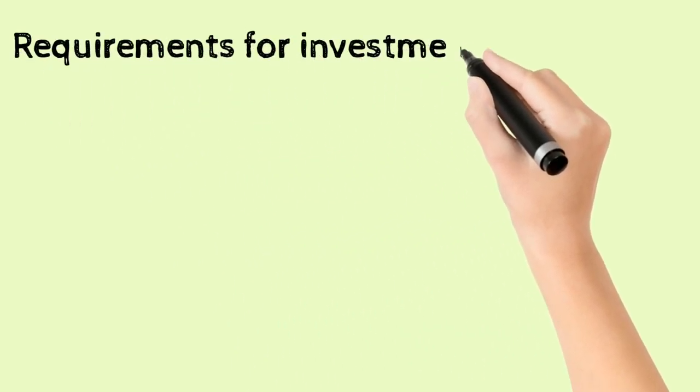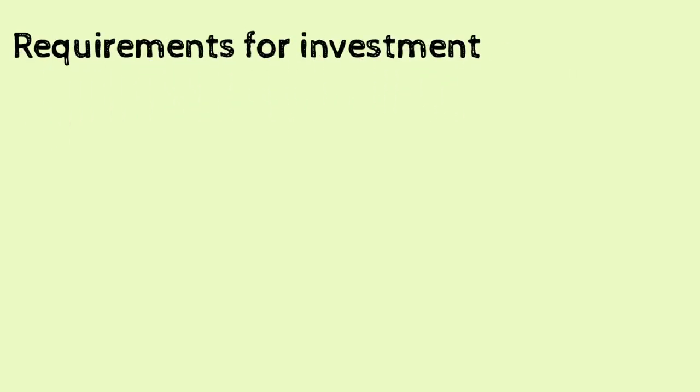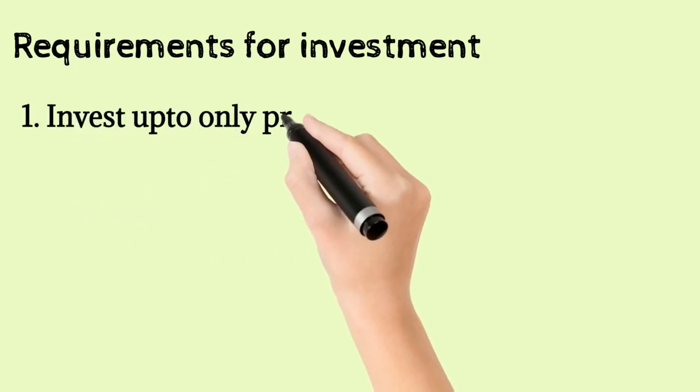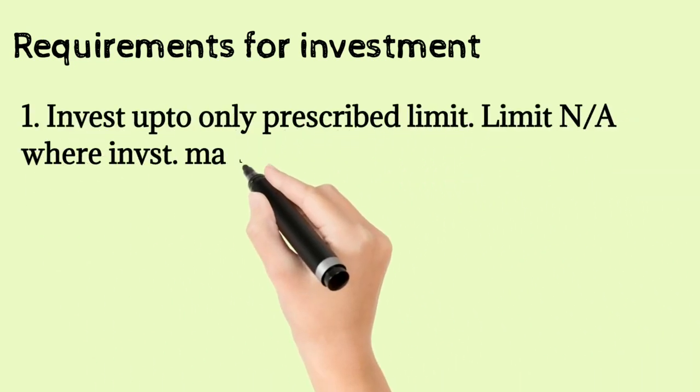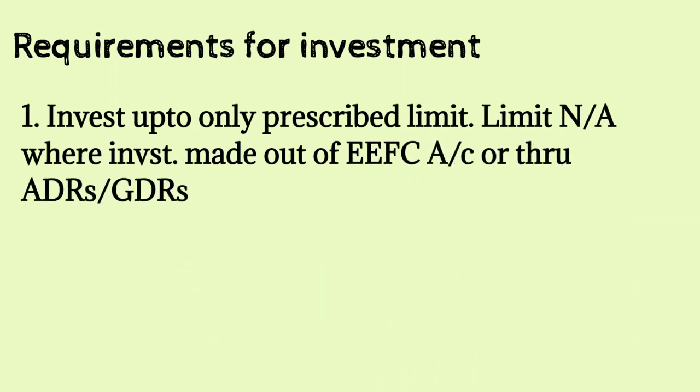Next topic is the requirement for investments, that is, the criteria for overseas direct investment under the automatic route. There are 3 requirements given here, which the Indian entity or resident individual needs to follow if they go under the automatic route. The Indian party can invest up to the prescribed limit of its net worth in a joint venture or wholly owned subsidiary. But this prescribed limit will not be applicable if the investment is made out of an EEFC account or out of the funds raised through ADRs or GDRs.